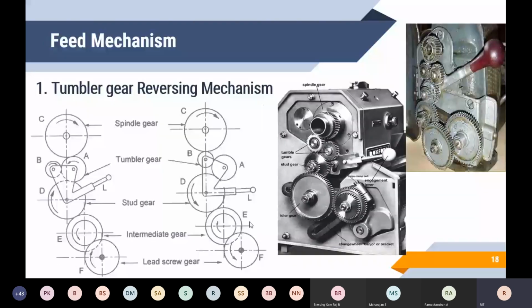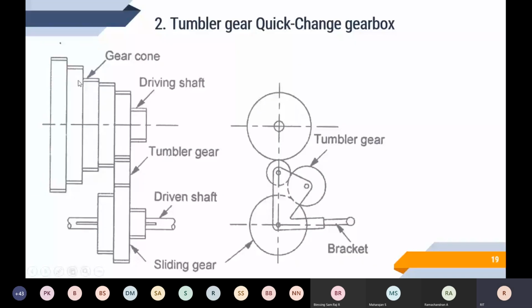Previously, the arrangements and sequence of the gears were arranged like this. In this, we can see the gear cones are arranged on a single shaft. That is the most important. These two shafts are connected by the tumbler gear. And then the driving shaft has a cone gear made up of gears of different sizes.